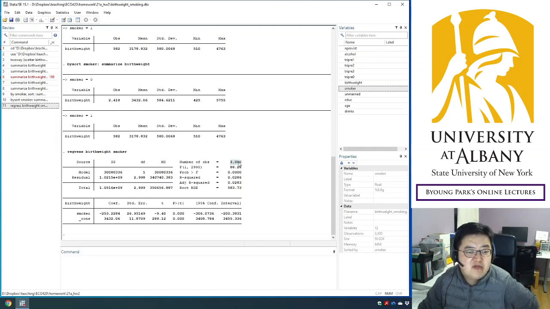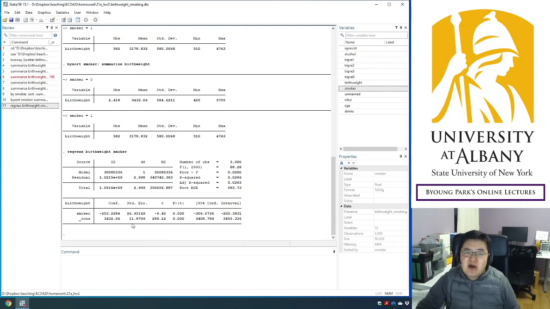First, you have 3,000 observations, which is quite a few. And then, according to this estimation, if a mother smokes during her pregnancy, then the baby's birth weight drops by 253 grams, which is about half a pound. And usually baby birth weight is an important measure of baby's health. The heavier, the better, almost always. So keep that in mind.